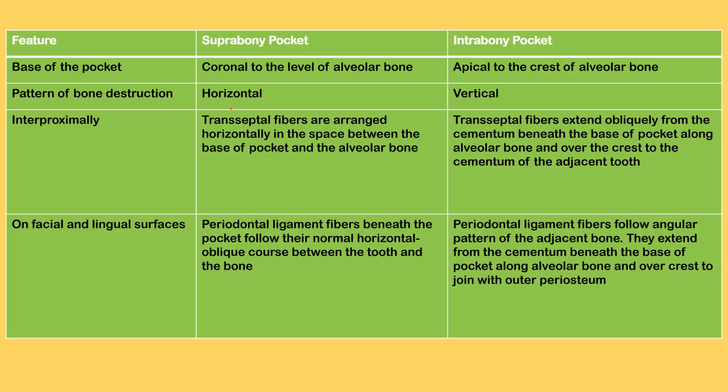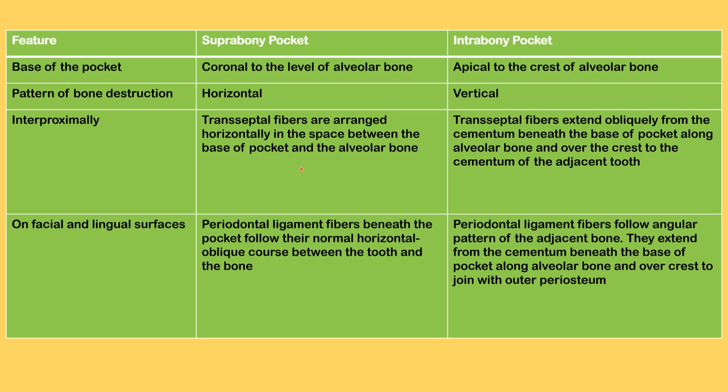Talking about the differences between suprabony and intrabony pocket. In suprabony pocket, the base is coronal to the level of alveolar bone, whereas in the intrabony pocket, the base is apical to the crest of alveolar bone. In suprabony pocket, there is horizontal pattern of bone destruction, whereas there is vertical bone destruction pattern in the intrabony pocket.